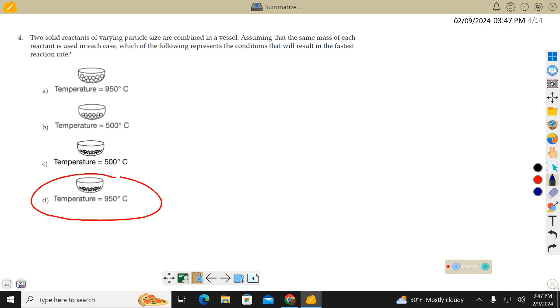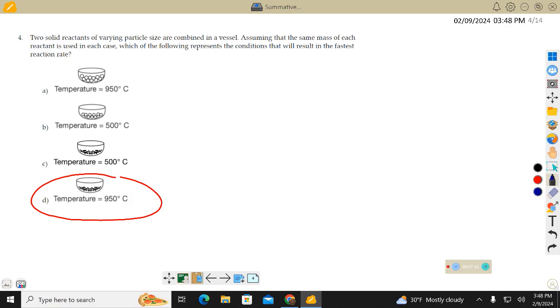4, I've got solids of varying particle sizes and varying temperatures, which represents collisions that would result in the fastest reaction rate. So we obviously want the largest temperature, where the particles have the most energy and they're colliding more often. And I also want the smallest particle size. When there's more surface area, there's just more chances for particles to collide. And that should also result in a faster reaction.